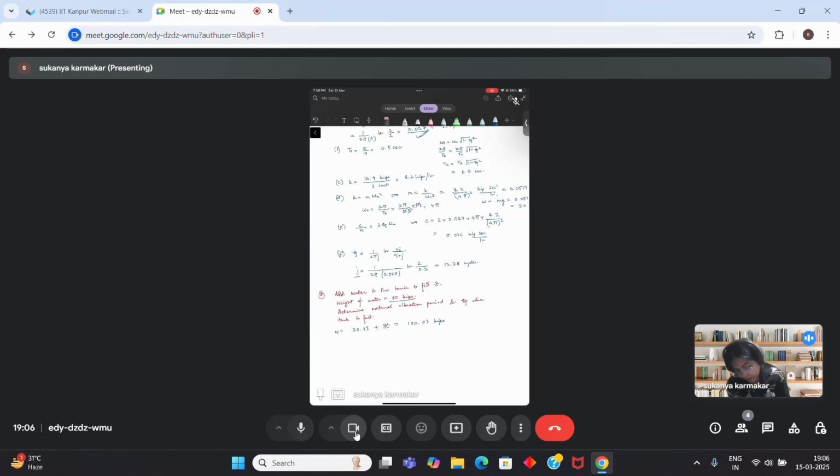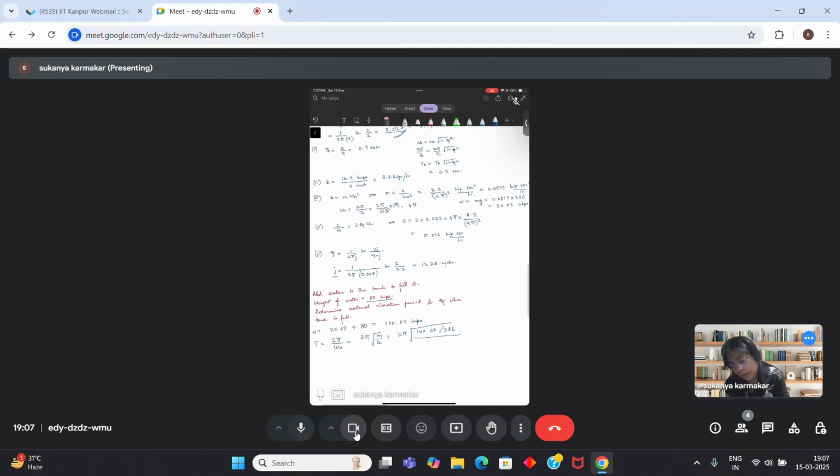So time period is 2 pi by omega n, 2 pi by under root of k by m. What will be the new mass? New mass will be 100.03 divided by g, 386, whole divided by the stiffness. We already know the stiffness here. Stiffness is 8.2 kips per inch. And this comes out to be 1.147.